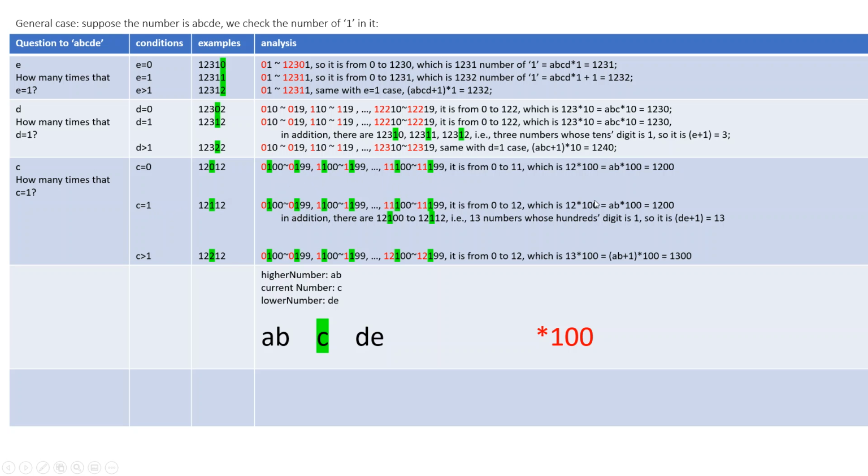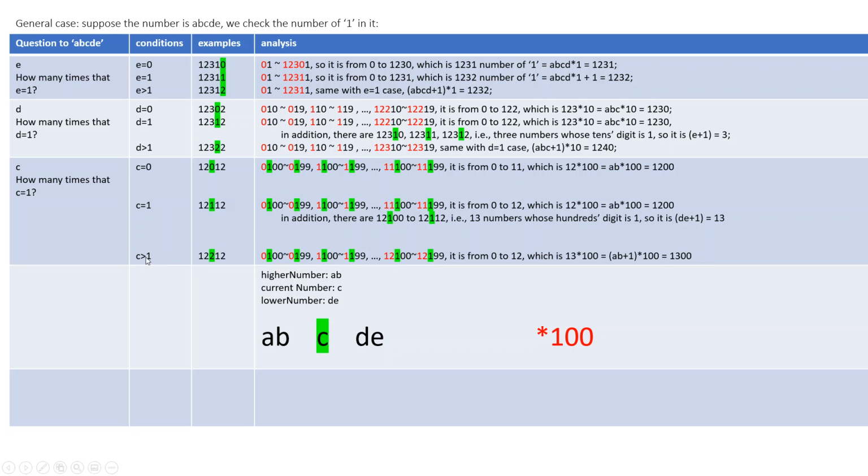It's a similar group, which means it's AB times 100 totally. But in addition, there are actually 13 numbers left which could not form a complete 100 subset. It's from 100 to 112. So there are 13 numbers. So it's actually DE plus 1. D is 12, right? DE plus 1.